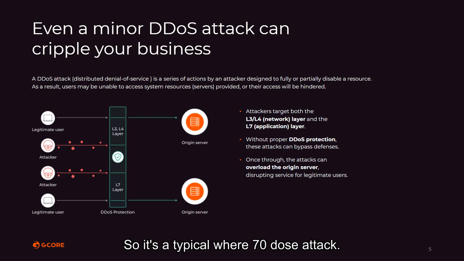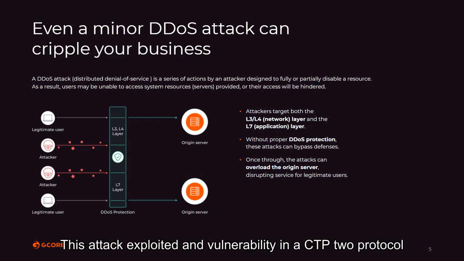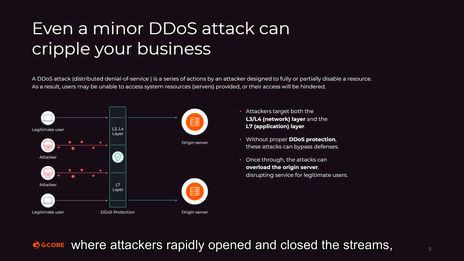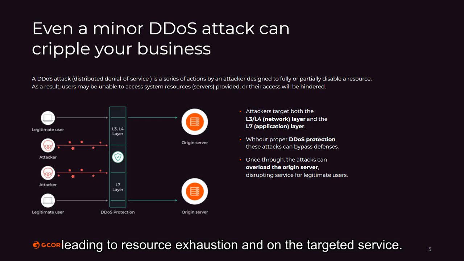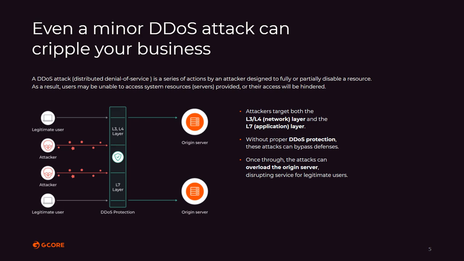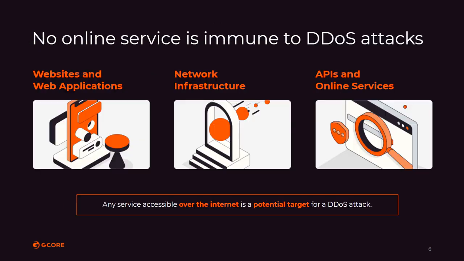Another good example is the well-known HTTP2 rapid reset attack in Q3 2023. So it's a typical layer 7 DDoS attack. This attack exploited a vulnerability in the HTTP2 protocol, where attackers rapidly open and close HTTP2 streams, leading to resource exhaustion on the targeted servers.